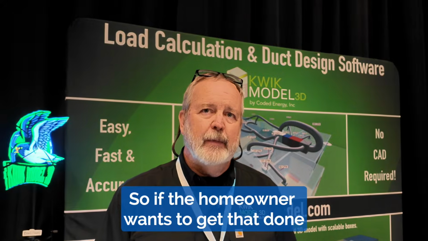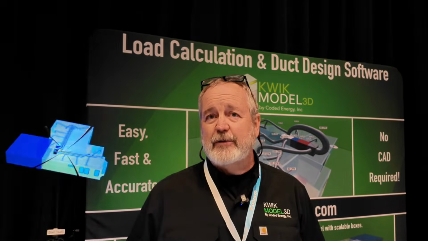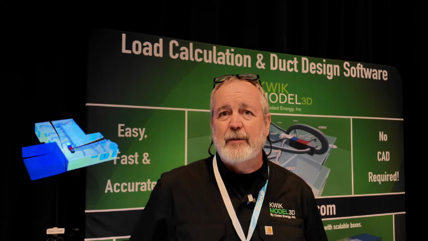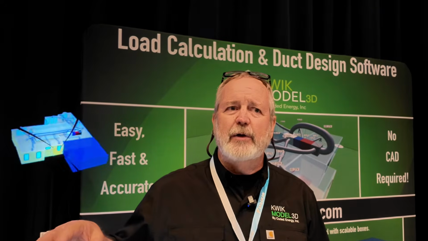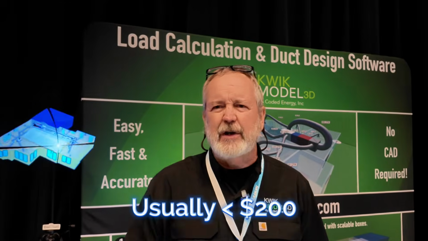So if the homeowner wants to get that done, what does that cost? It's about 5 cents a square foot for the loads. Minimum charge is $100. So up to 2,000 square feet, one-story house is $100. We add on for an extra story. We add on $20 for an extra system and stuff like that. So it's usually under $200.